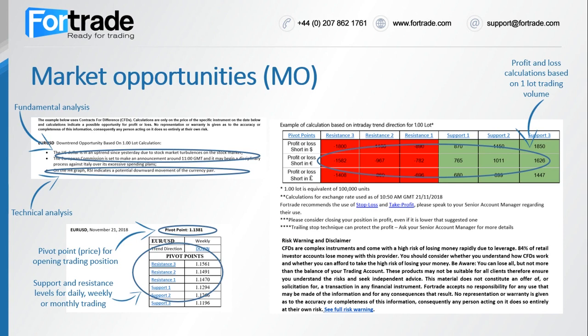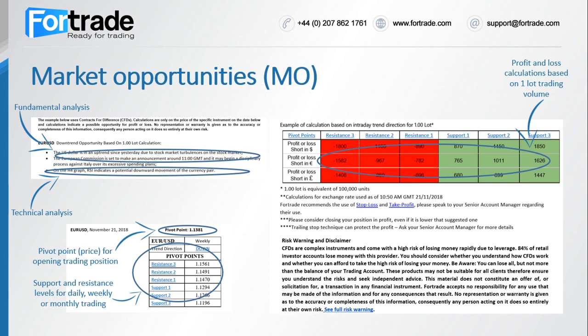When using a market opportunity, it's vital to look at the pivot point on which the calculations are based. In this instance, if the price reaches 1.1381 that you can see on the left-hand side of the screen here, this shows the right moment in our estimation for opening a trading position. That's had you chosen to trade on this opportunity when it was active. You can see below the trend direction and the time period.